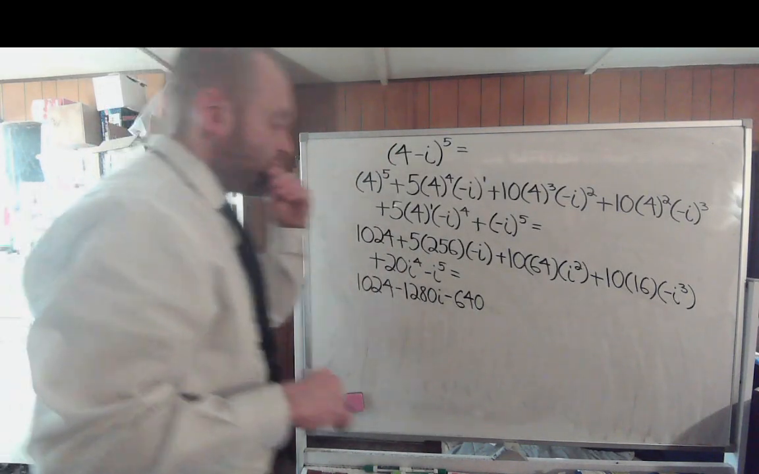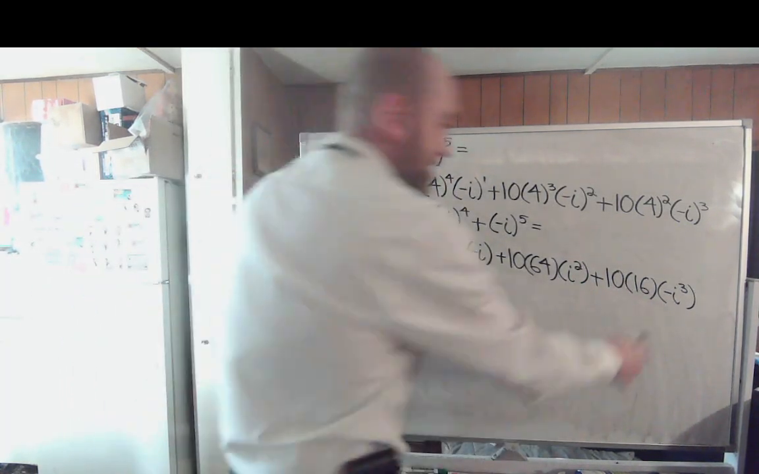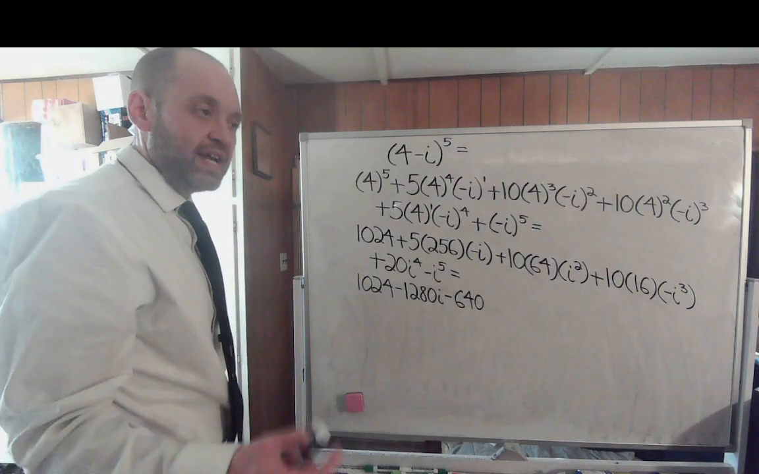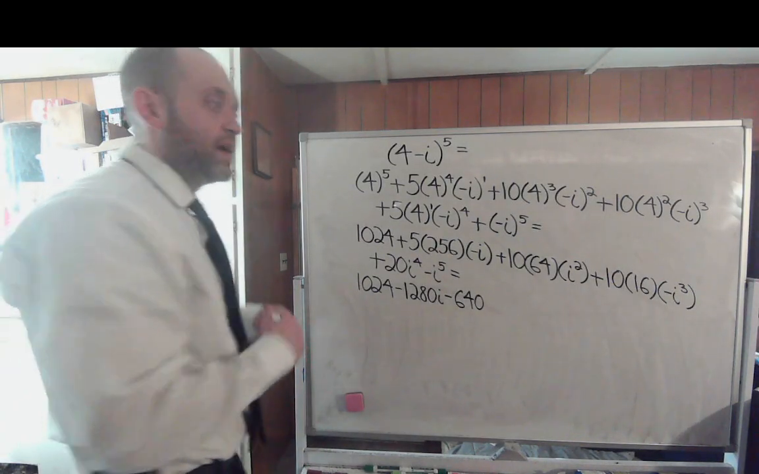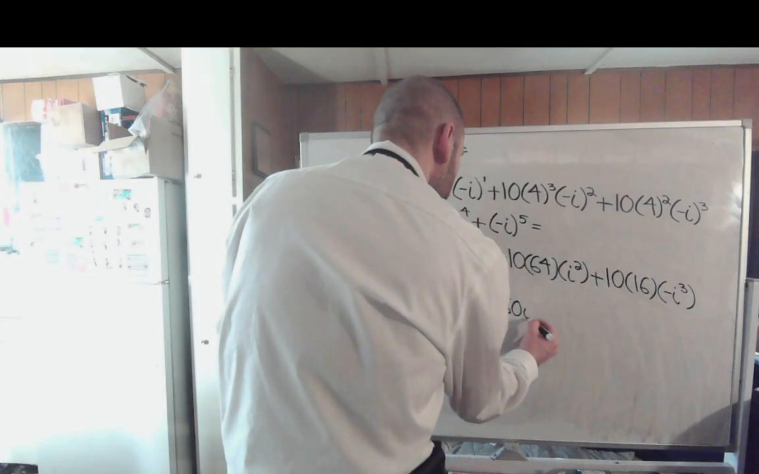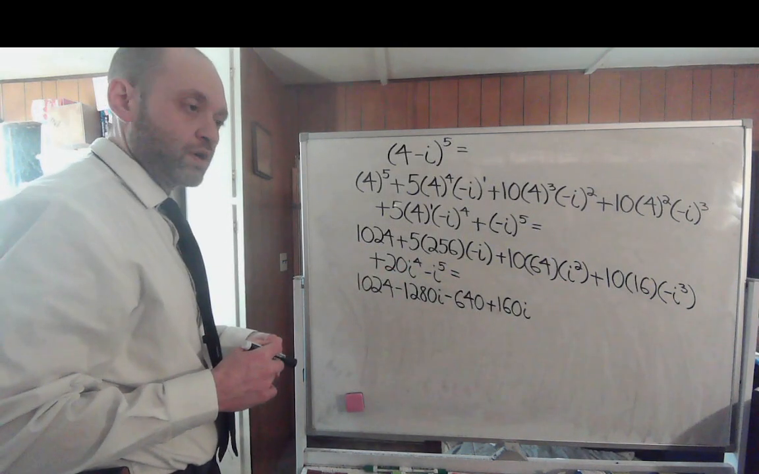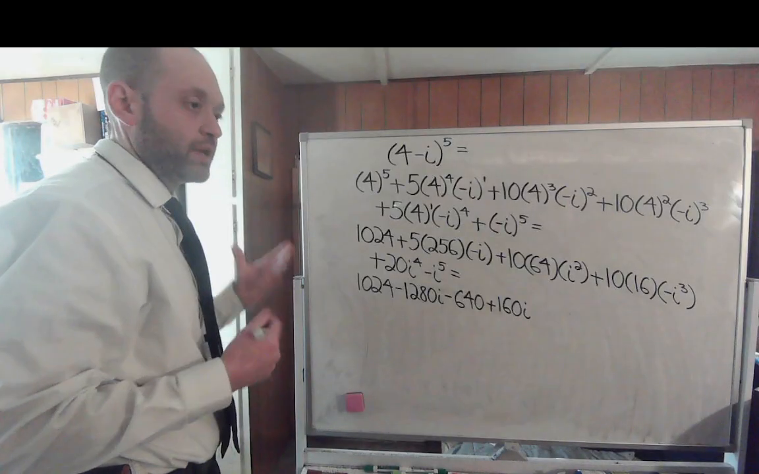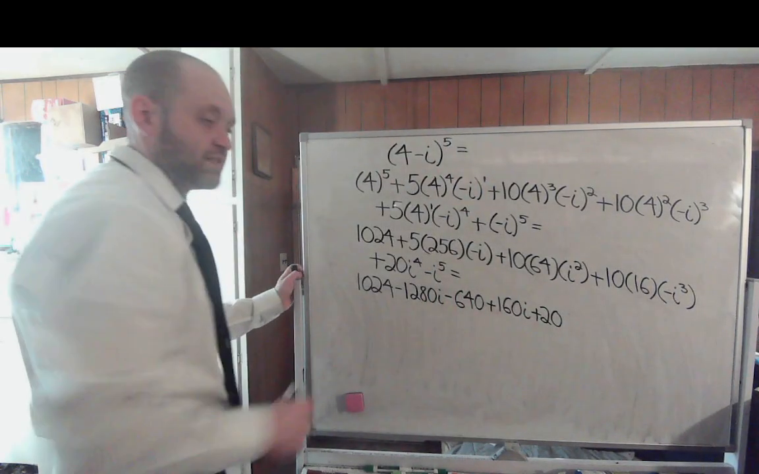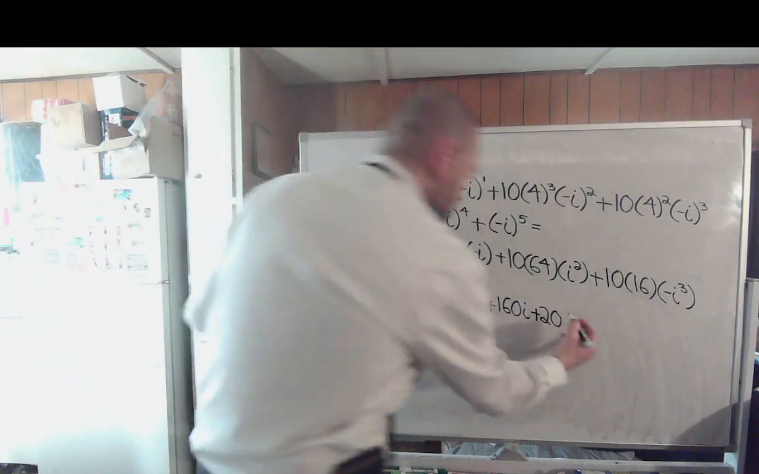Now, we have 10 times 16, which is 160. Then we have a negative i to the 3rd. Well, in general, what is i to the third? That's negative i, right? If we negate negative i, you get positive i. So this would be plus 160i. Now you have plus 20 times i to the fourth. Well, what's i to the fourth? i to the fourth is simply 1. It's positive 1. So this would just be plus 20. Minus i to the fifth. Well, i to the fifth, remember, i runs in cycles of 4, so this would be the same as just minus i.